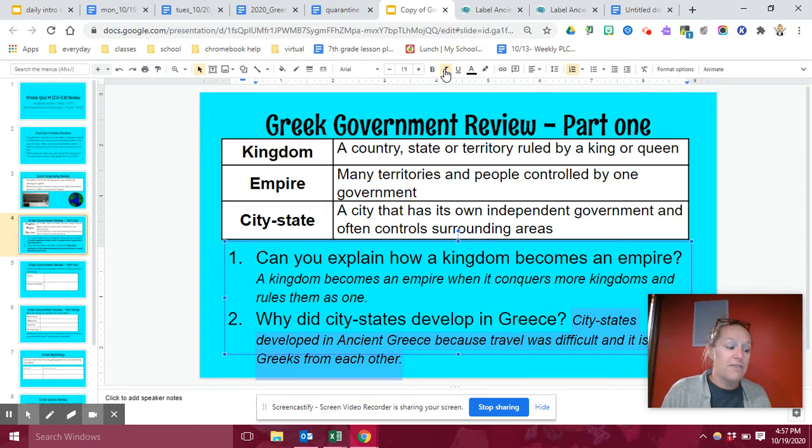The city-states are going to develop because they're small, and because they don't have a lot of contact with each other, they're going to rule like they're their own individual nation or state. Remember, by definition, a city-state is the size of a city, but is run as its own individual state or nation. And because they're so isolated from all the mountains and the peninsulas and the water, they're going to develop these city-states because of that. So that is part 1 of your Greek government review.